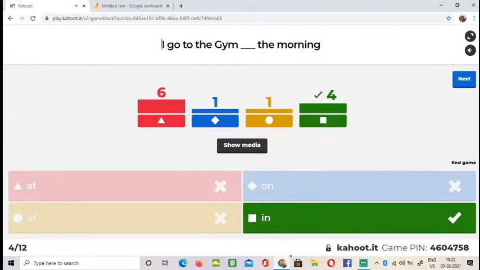That's very good. The answer is I go to the gym in the morning, because in morning we are having so many time periods. At 7 a.m. we call it morning, 8 a.m. morning only. So it's not a specific time. He is not mentioning a specific time like I go to the gym at 6 p.m. or at 6 a.m. He is not giving us any specific time. So it's in: I go to the gym in the morning. Okay, I hope you got it. So now let's see the scoreboard.